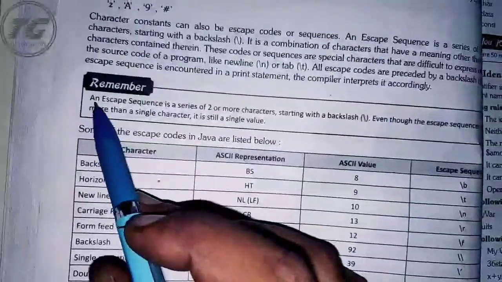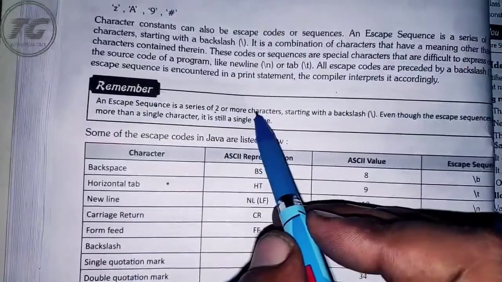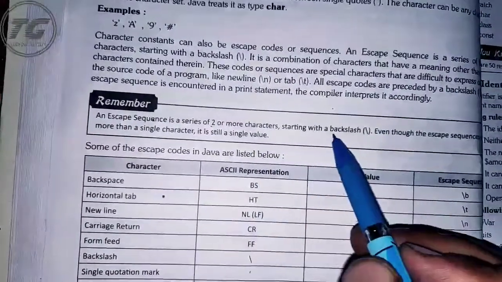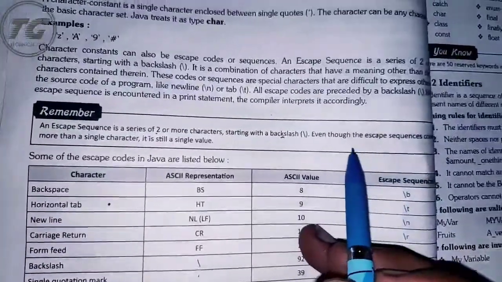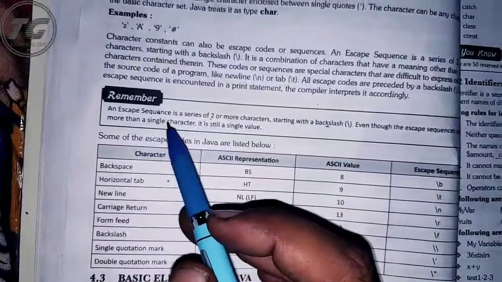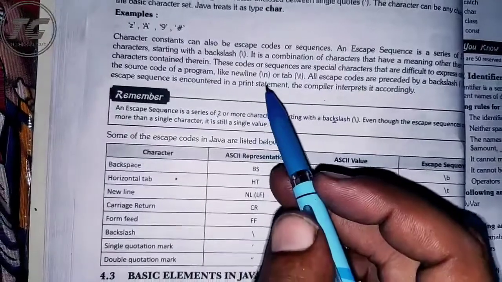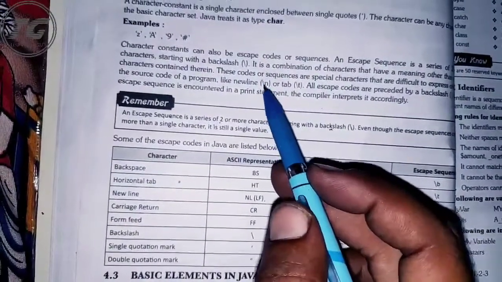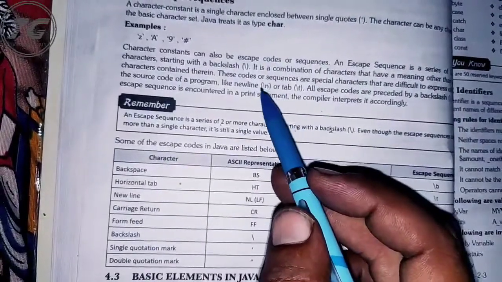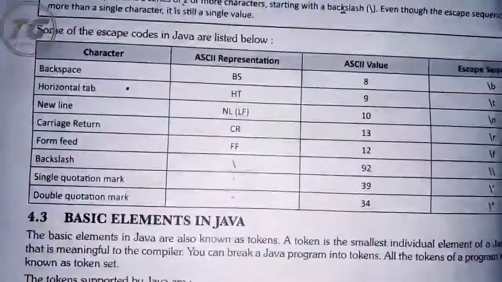Then we have, an escape sequence is a series of 2 or more characters starting with a backslash. Even though the escape sequence consists of more than a single character, it is still a single value. So backslash n, although two characters are there, one is the escape and one is a character, so it will be called a character only.